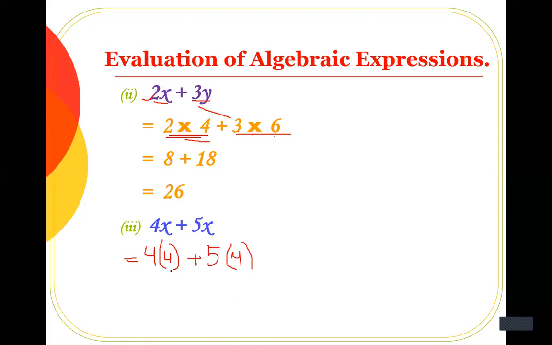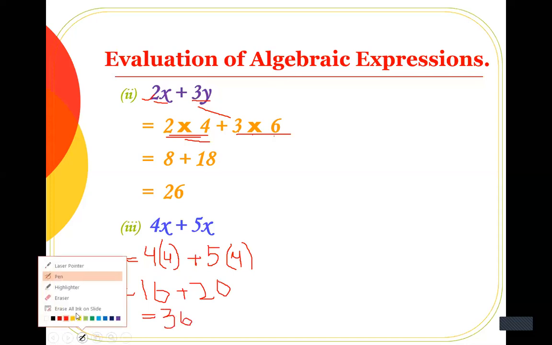What does this bracket tell you? This bracket basically tells you the multiplication. What you have to do, you have to multiply this 4 by 4. So 4 multiplied by 4 will be 16 and 5 multiplied by 4 will become 20. And after adding, your answer will be 36.